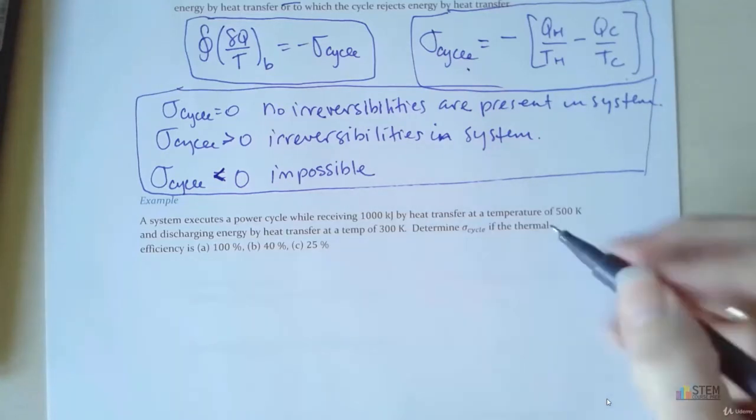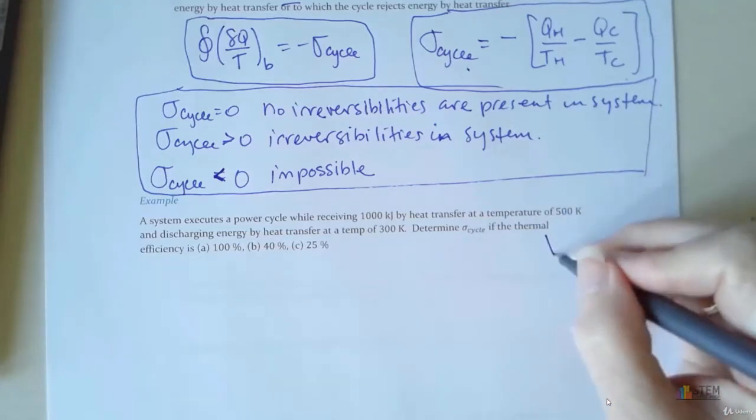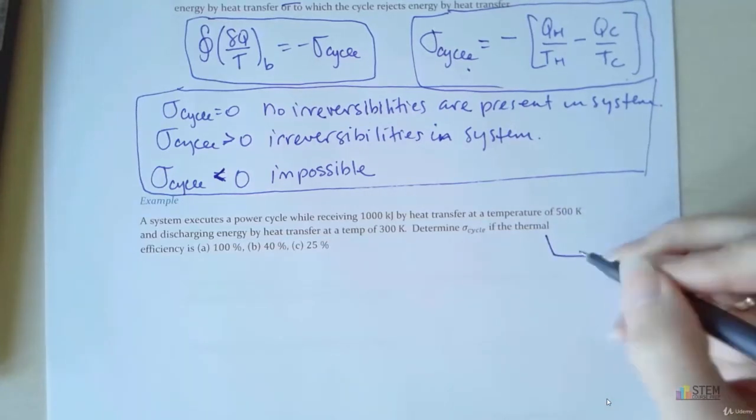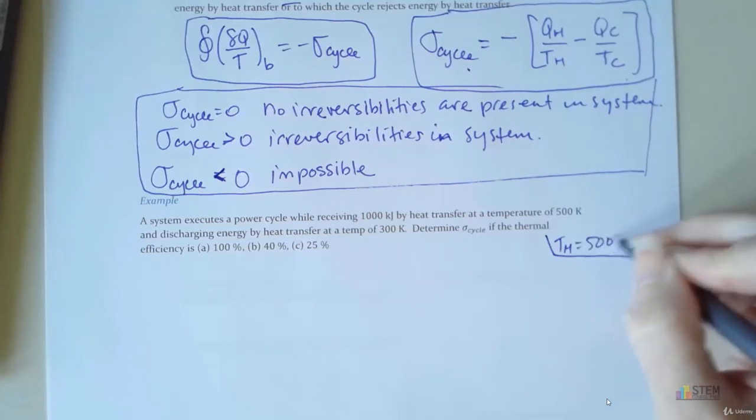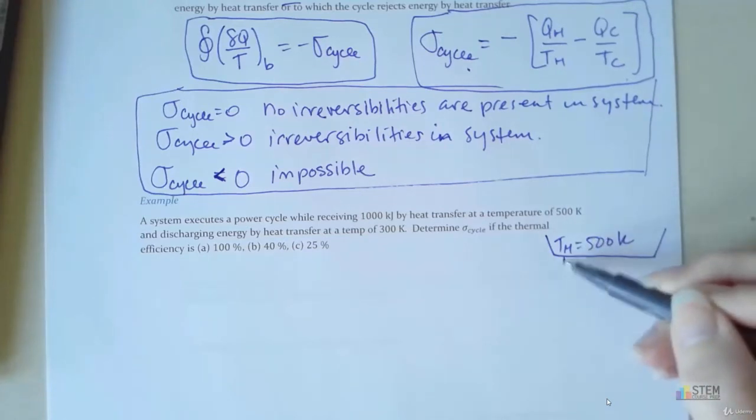Now, first, before we get started, let's just draw a picture, because y'all know I like to draw pictures, even though I'm not very good at it. TH is going to be 500 kelvins. Got our system.